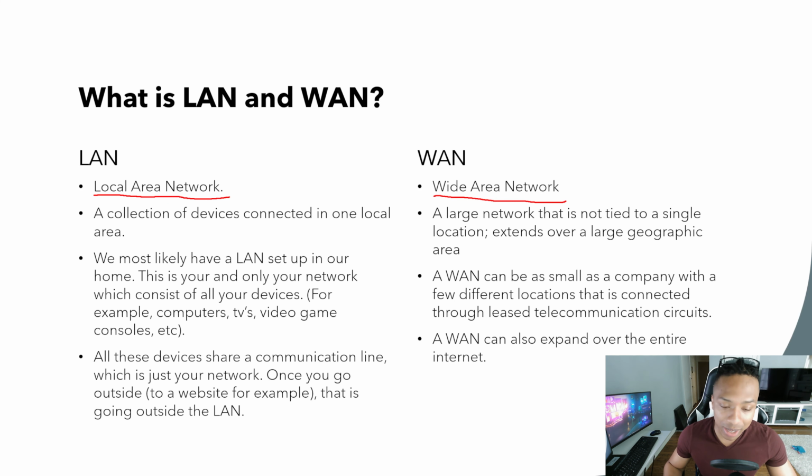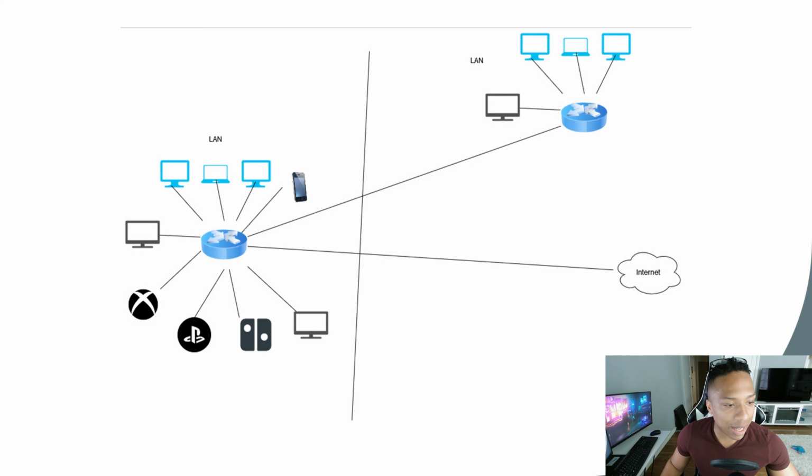When we connect to the internet, that could be considered a WAN, because the internet is nothing but a bunch of routers, a bunch of servers, switches, all this hardware. That's what the internet is. Essentially, it's all these devices connecting to each other. So a WAN can be considered the internet. It can expand over the entire internet. Also keep in mind that a WAN can be as small as a company with a few different locations, all connected through leased telecommunication circuits. So let's go to this next slide where I have an example of two LANs.